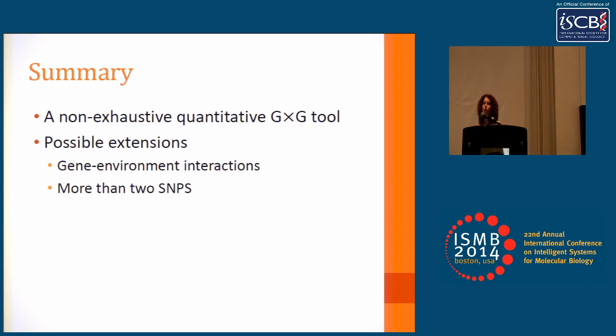So to sum up, what I just introduced here is the first non-exhaustive quantitative tool for finding genetic interactions in GWAS. And that non-exhaustive part is important because if you want to think about possible extensions, it's possible to imagine a way of extending our algorithm to interaction between 3 SNPs. However, if you want to extend an exhaustive tool for trios, it's impossible on current day hardware.